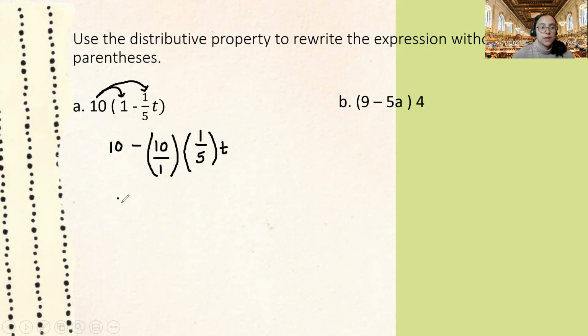Okay, so now I'm going to multiply these two fractions together. So I'm going to multiply the numerators times the numerators and the denominators with the denominators. So 10 times 1 is going to give me 10, and 1 times 5 will give me 5. I'll bring down my t, and I can reduce this further. 10 divided by 5 will give me 2, and I bring down the t. So this is my final answer. Let me just rewrite the 10. So our final answer is going to be 10 minus 2t.